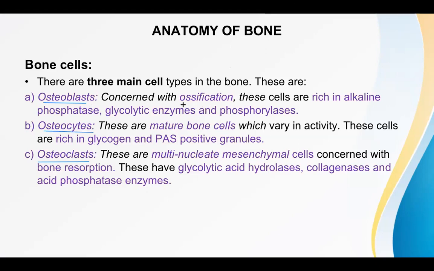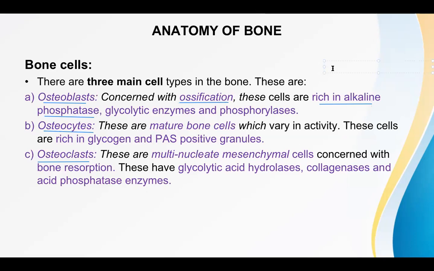Osteoblasts are bone forming cells, so they are concerned with ossification. And they are very rich in alkaline phosphatase enzyme. Never forget this golden statement. They are rich in alkaline phosphatase enzyme. Now, can you tell me which are the other sources of alkaline phosphatase? Liver cells. Good. Any other? Placenta. Good. Wonderful.